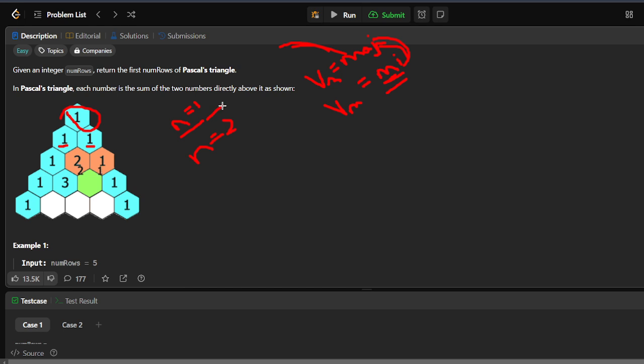Why am I doing these two things separately? Because these two rows have no logic. Yes, there's no logic, simply push and return. Our code logic starts from the third row. How do we do that?